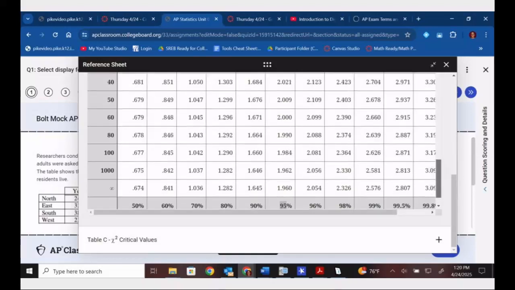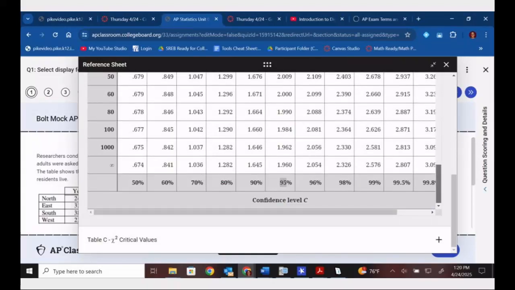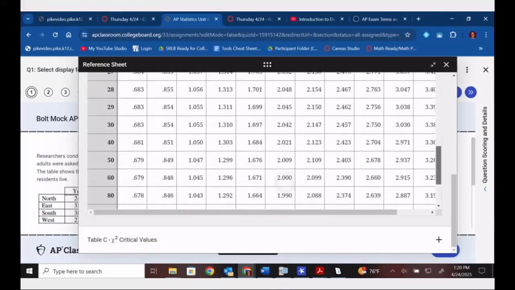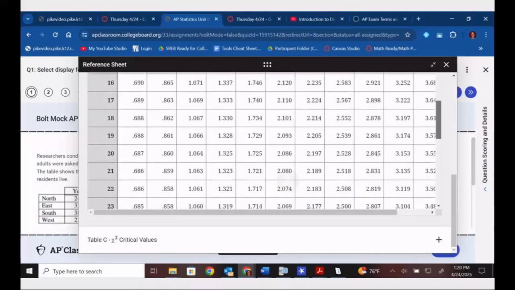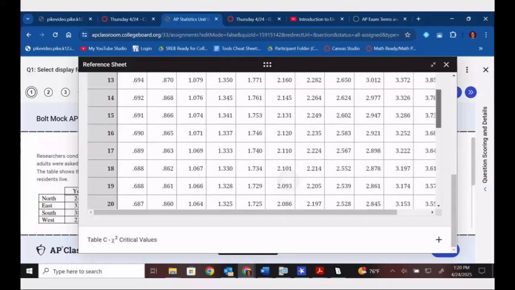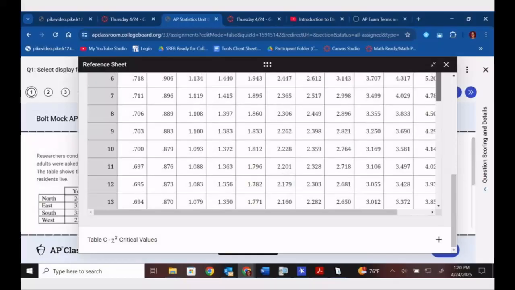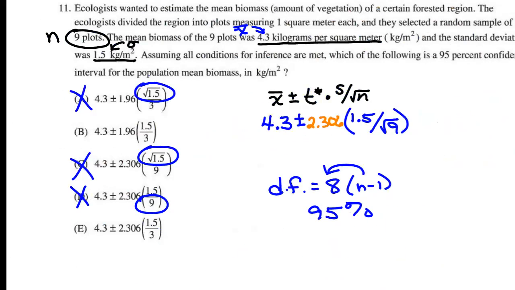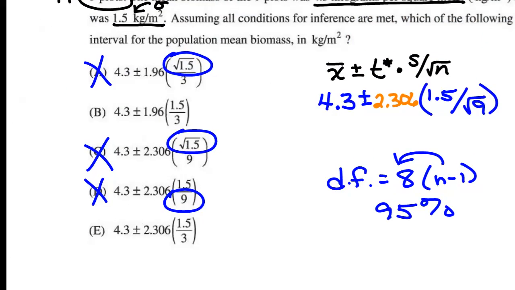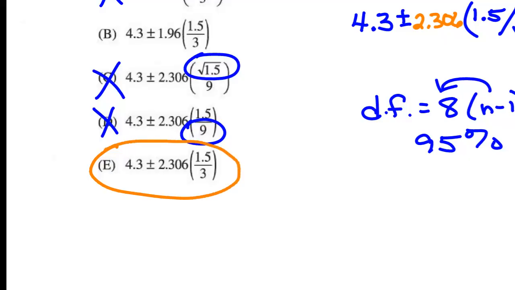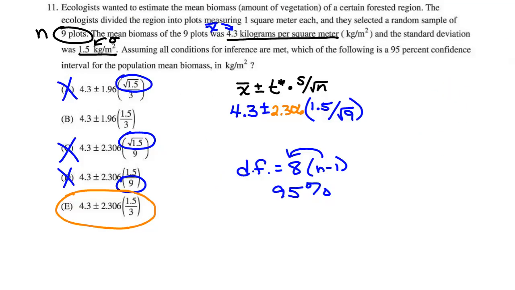So I'm going to scroll up. Wait, which one was it? Right here. Eight degrees of freedom. It's 2.306. So that means it is option E. Number 12. Most people got number 12 right.